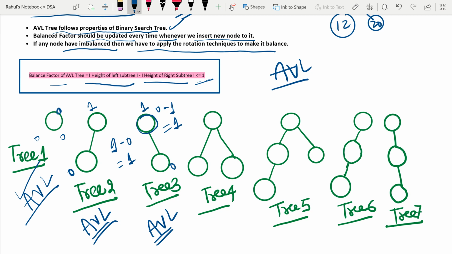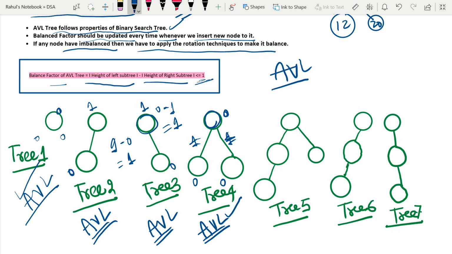Now if we observe tree number 4, then these are the leaf nodes, and the balance factors of these leaf nodes are 0 and 0. And if we observe this root node, its balance factor is the height of left subtree, that is 1, minus the height of right subtree, that is 1. 1 minus 1 is 0. So the balance factor of this root node is 0, which is less than or equal to 1. That is why tree number 4 is also an AVL tree.